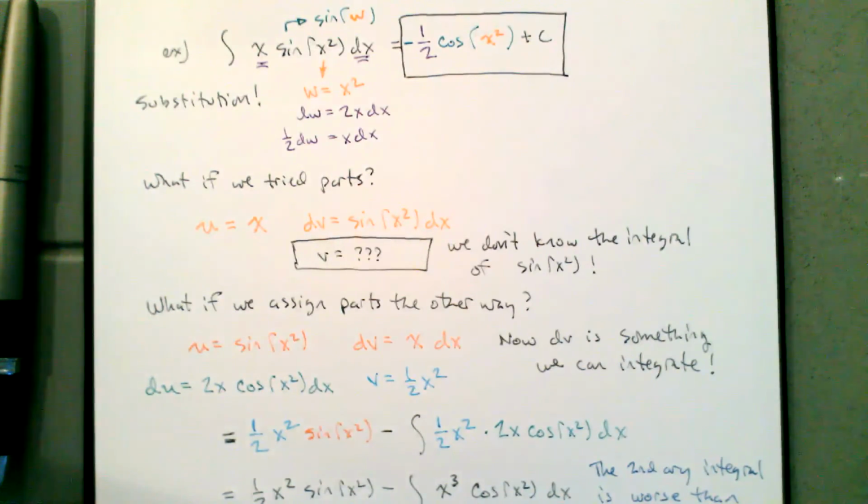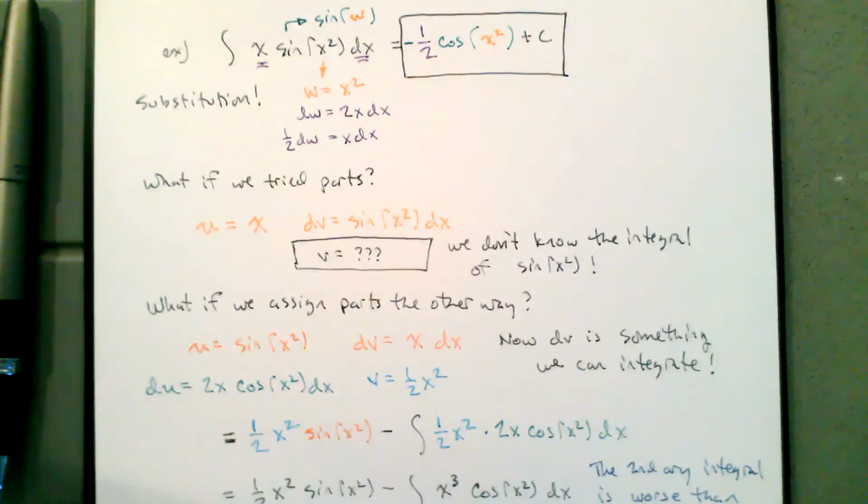So step 0, is this a substitution problem? If not, then step 1, assign your parts. Remember that dv has to be something that you can integrate. Any questions?